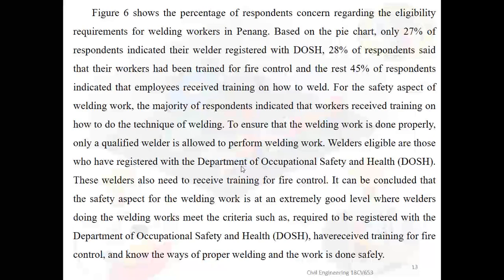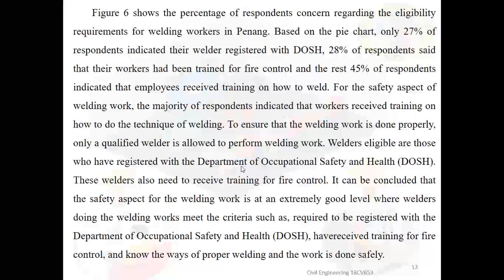Based on the pie chart, only 27% of respondents indicated that their welders were registered with DOSH, and 28% said their workers had been trained for fire control. The remaining 45% indicated the employees received training on how to weld. For the safety aspect of welding, the majority of respondents indicated the workers received training on the technique of welding. To ensure that the welding work is done properly, only a qualified welder is allowed to perform it.